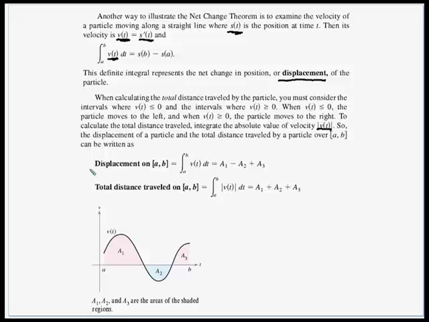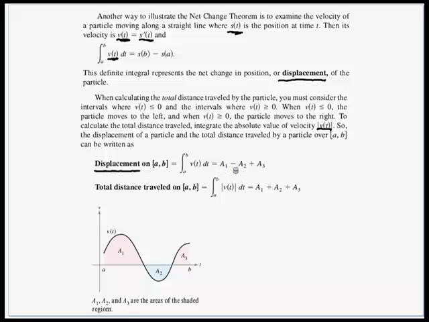So the displacement of a particle and the total distance traveled by a particle over an interval are written differently. Displacement on the interval is just the definite integral from a to b of v of t. Some parts of there might be positive or negative. If we dip below the x-axis, that's a negative piece. So here it's A sub 1 minus A sub 2, we subtract that negative part, plus A sub 3, because that is positive.